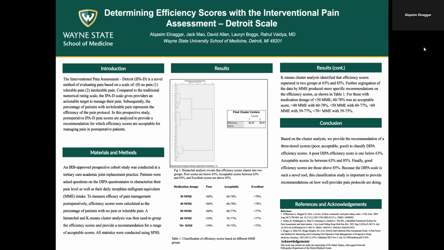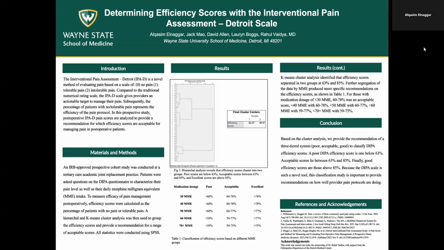Because the iPad scale is still a novel tool, this classification system marks an important step towards standardizing its use. Future studies should explore how external factors like patient demographics or comorbidities impact these scores, and quality improvement cycles can now focus on pushing more patients into the good or excellent efficiency range.